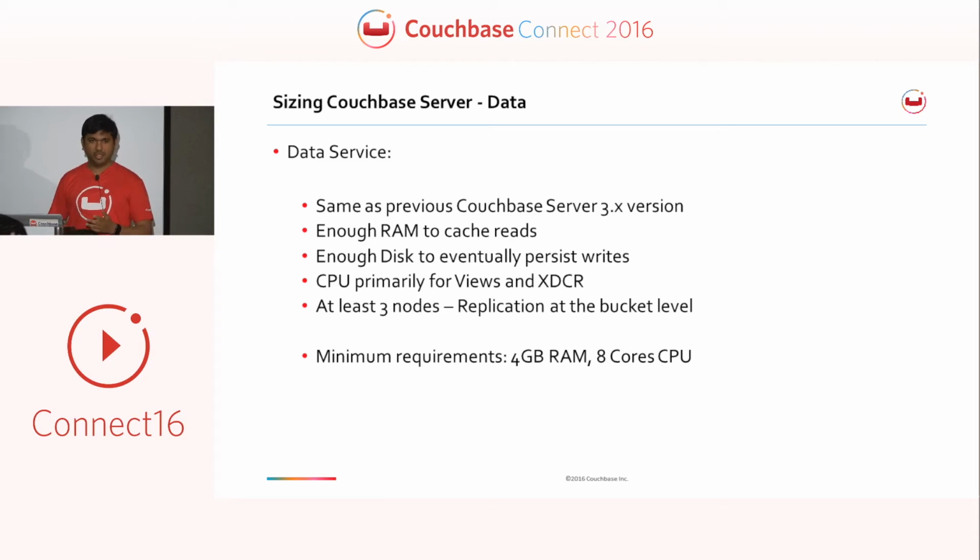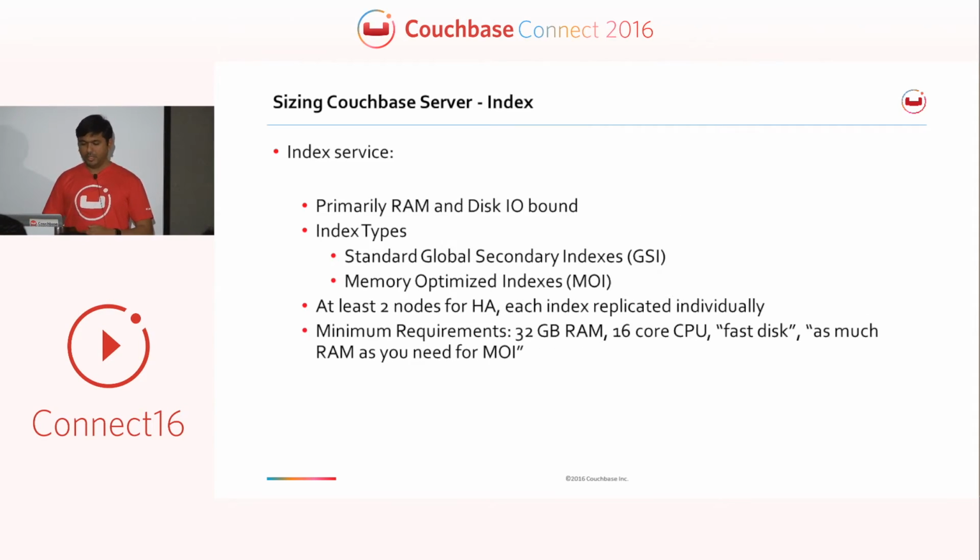To start with, it's always recommended to use 3 nodes, and the minimum requirement for a data service is 4 gig of RAM and an 8-core CPU. The index service, as I mentioned earlier, is primarily disk and I/O based. There are 2 types of indexes: global secondary index and memory optimized indexes. The global secondary index is disk based and uses an external caching engine, and memory optimized indexes are the ones released in 4.5, which allow you to fit the entire index in memory, giving extremely high performance.